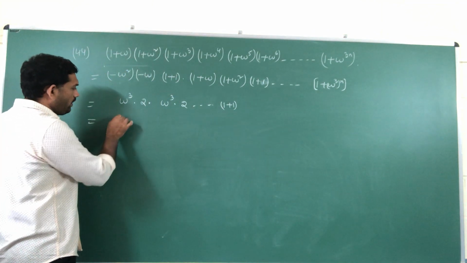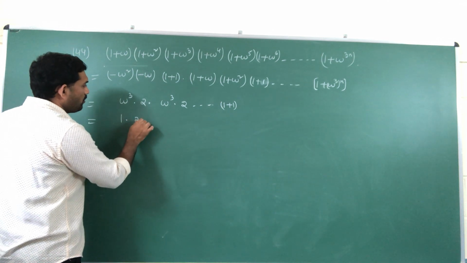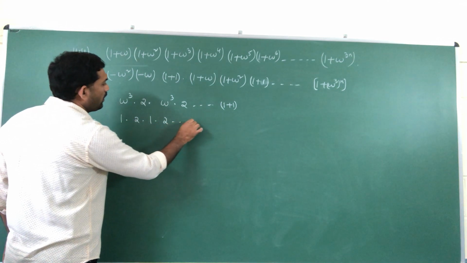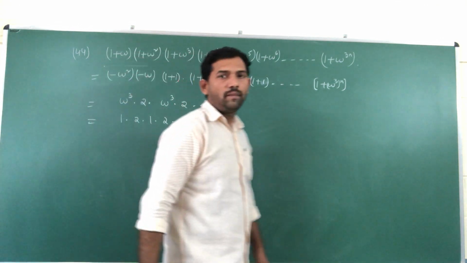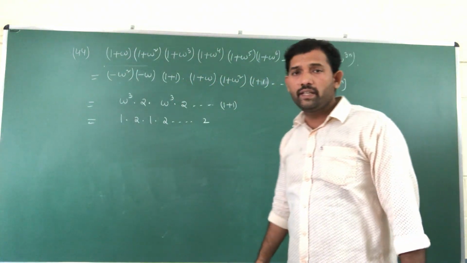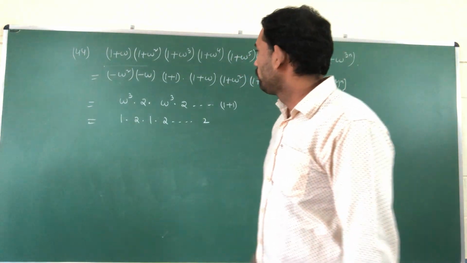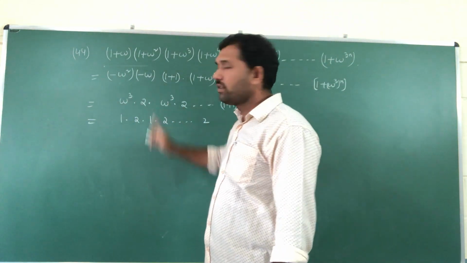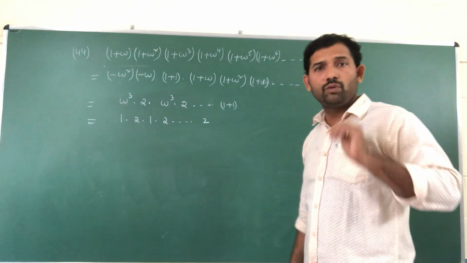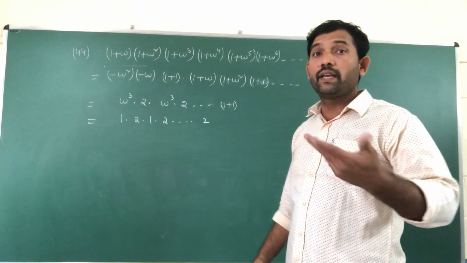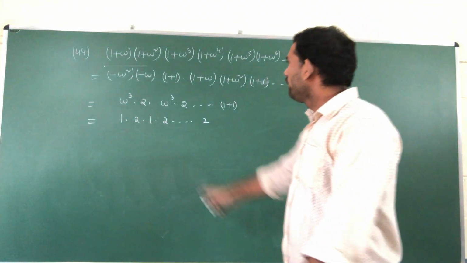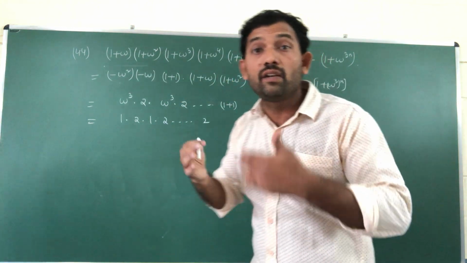So what is remaining? 1 into 2 into 1 into 2 into and so on. You have to observe here how many 2's are there. So first, second, third. The third value is 2, right? So every third value is 2. In this product, every third value is 2.